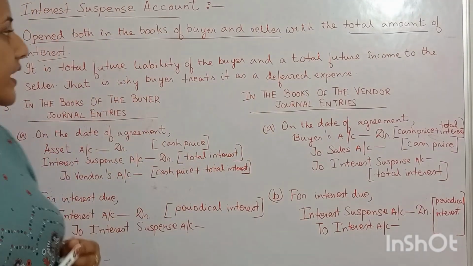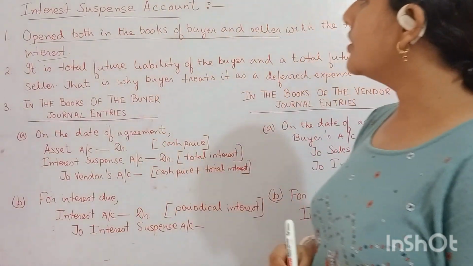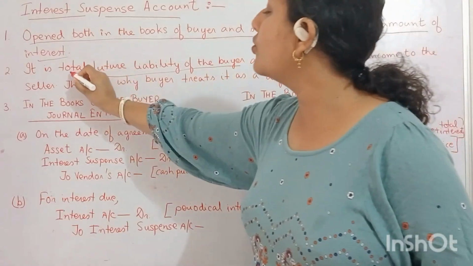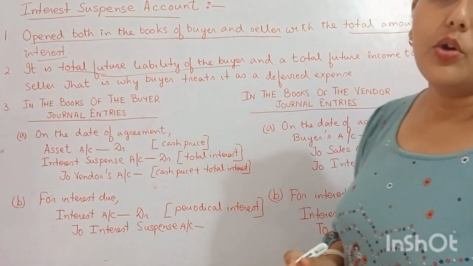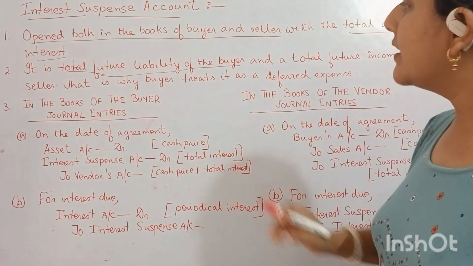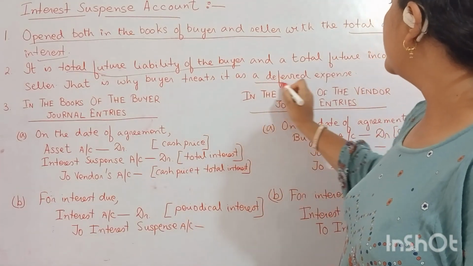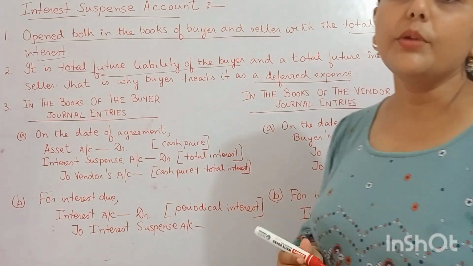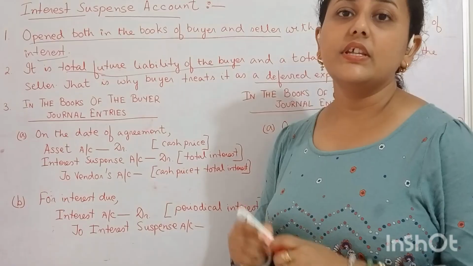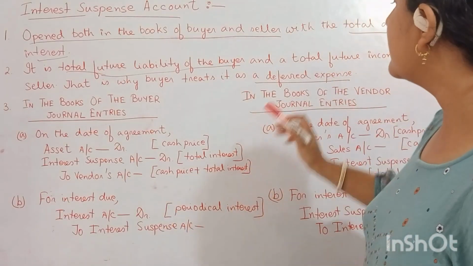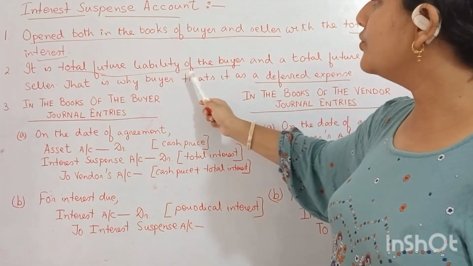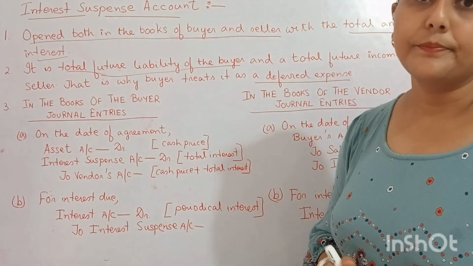Then it is a future liability of the buyer, the total future liability of the buyer. That is why the buyer treats it as a deferred expense, because it is to be paid at some future date. Due to the delay in payment, it is termed a deferred expense.